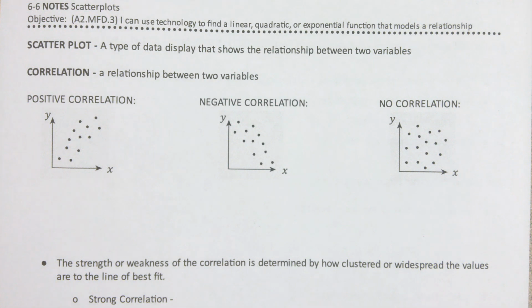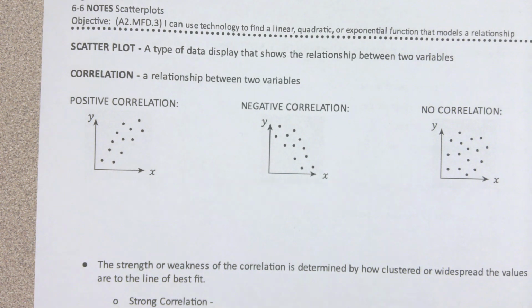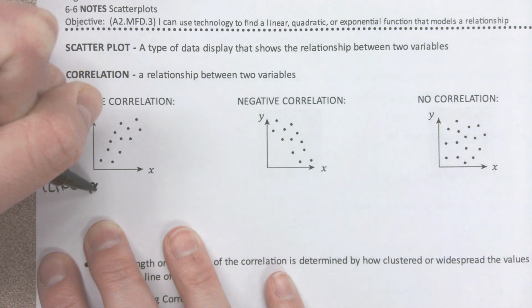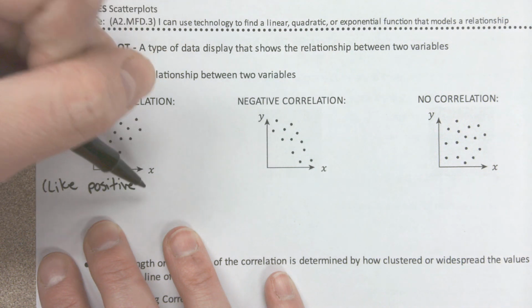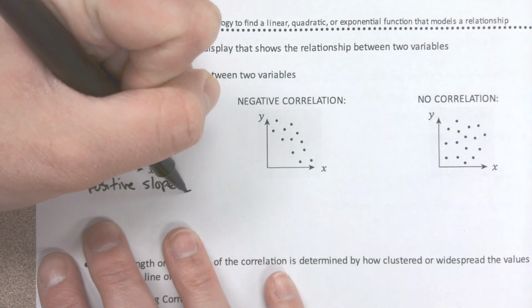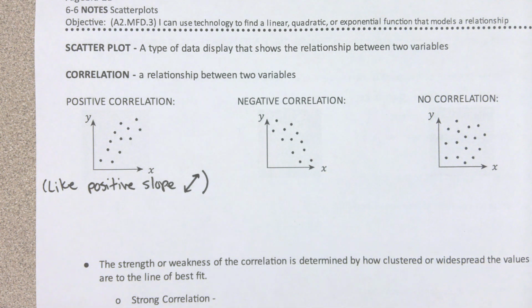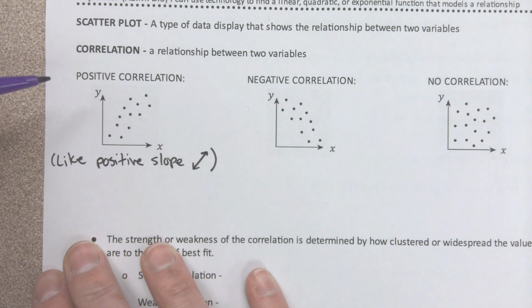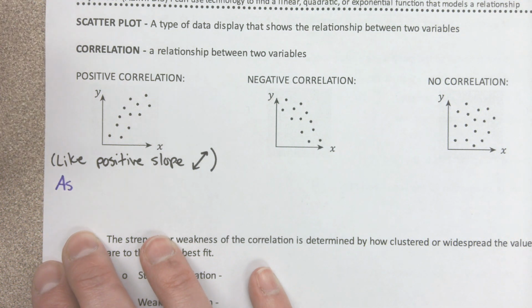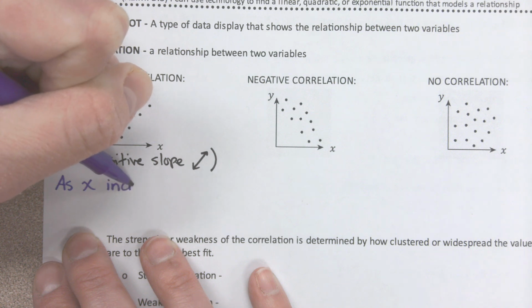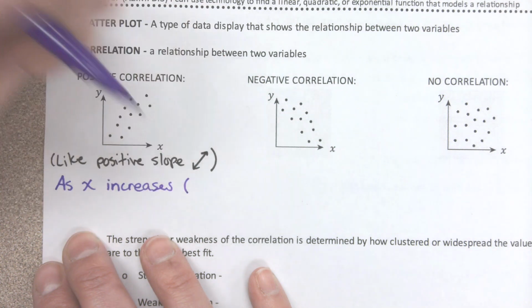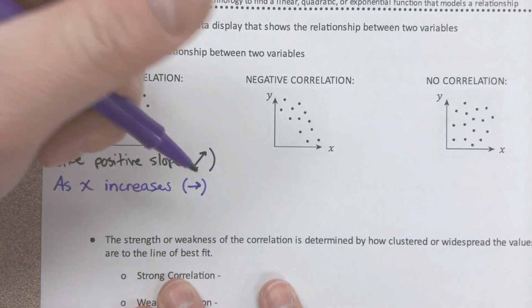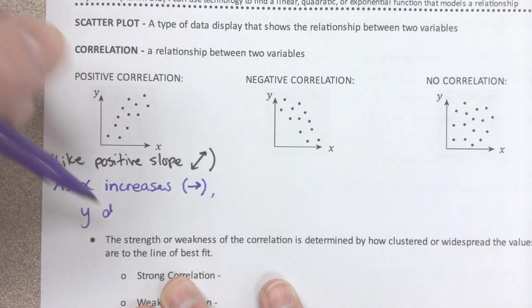These very much should remind you of slope. That's exactly what I'm going to compare them to. First off, positive correlation is like positive slope. How it goes up to the right. When you have a positive correlation, that means as x increases, as x moves to the right, that's where it increases. Y increases.